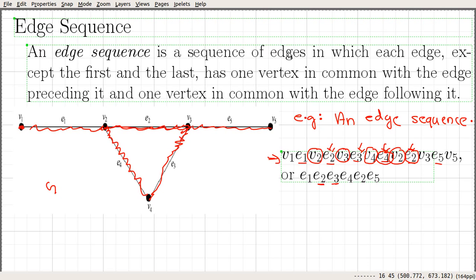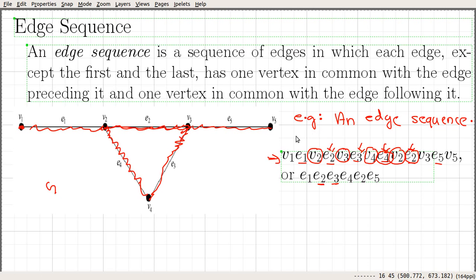So an edge sequence is a sequence of edges in which each edge except the first and the last has one vertex in common with the edge preceding it and one vertex in common with the edge following it. In this case this is the first and this is the last. These two edges don't have any preceding or following edge, respectively.